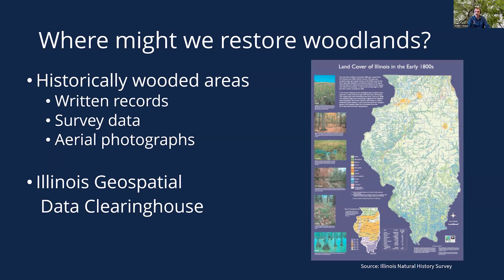And so this specific map is based off of very early survey data, which is also potentially available to be found and referenced. There's also aerial photographs that we can look at. They don't go quite back as far as this early survey data, but all of these sources are really important, and there's a wealth of geospatial data in places like the Illinois Geospatial Data Clearinghouse that we can look at for previous land use and start to think about areas that we might want to restore.